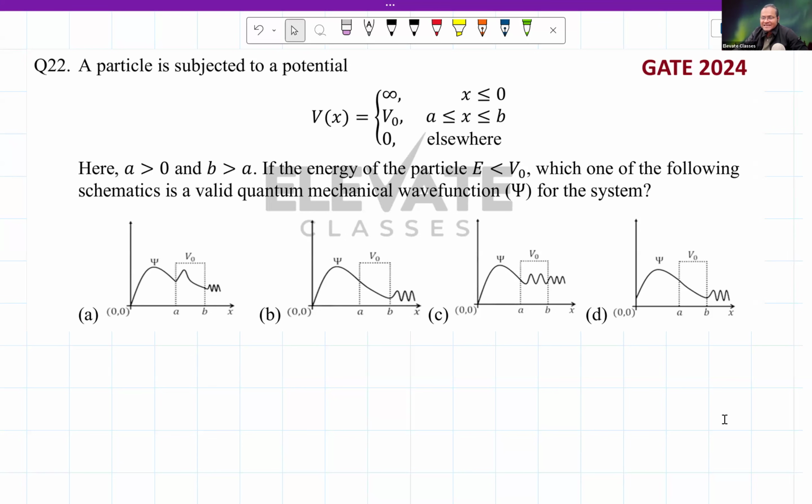If the energy of the particle E is less than V naught, which one of the following schematics is valid quantum mechanical wave function for the system? So this question doesn't exactly belong to this particular topic, but you can use this particular topic to solve this question.